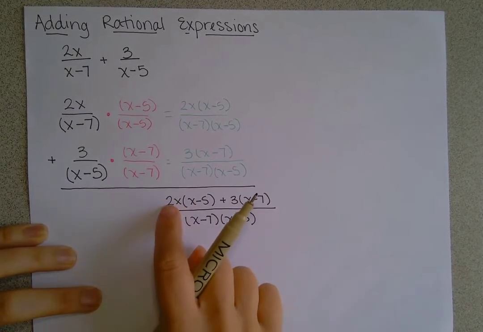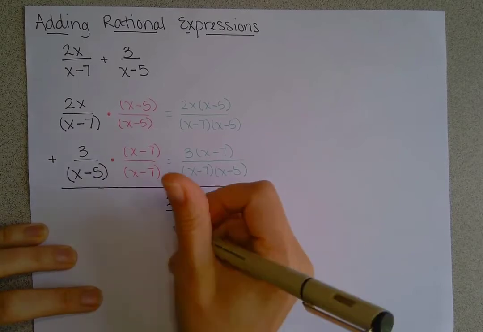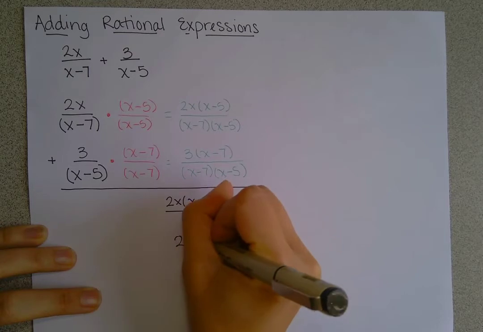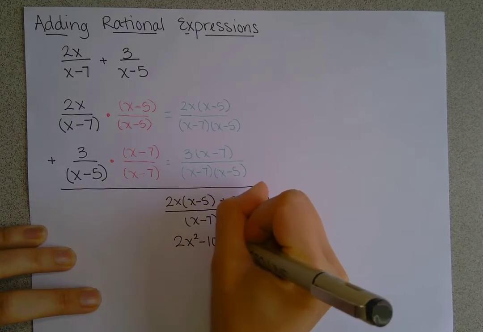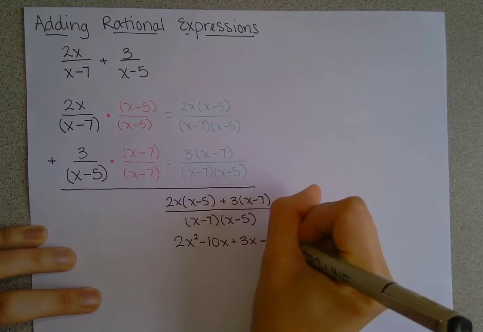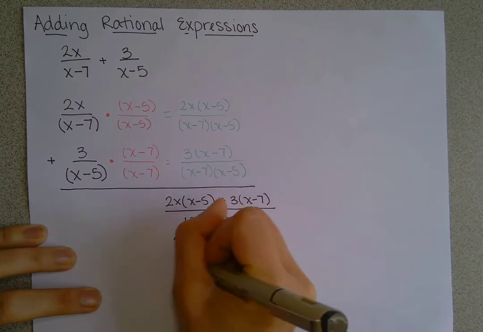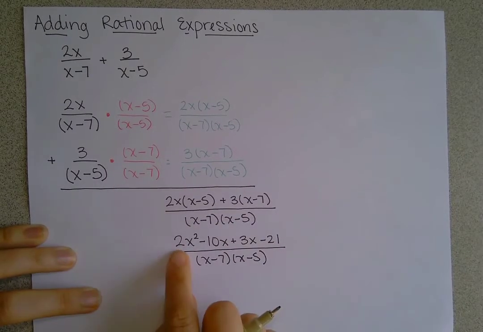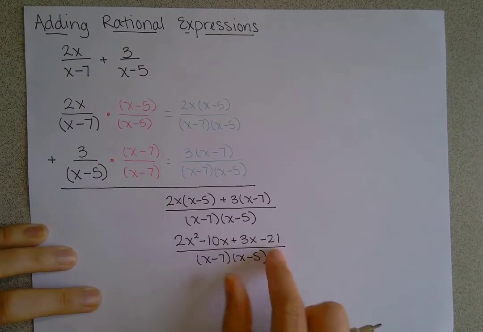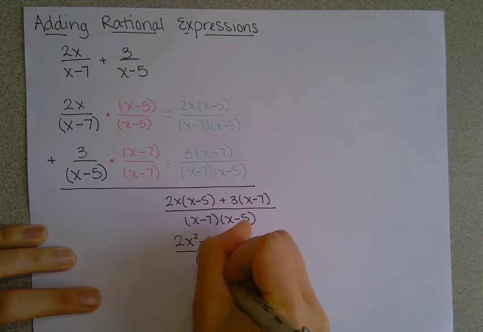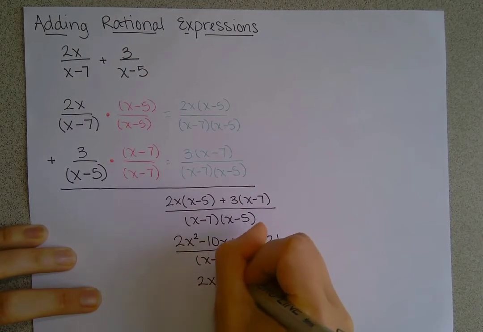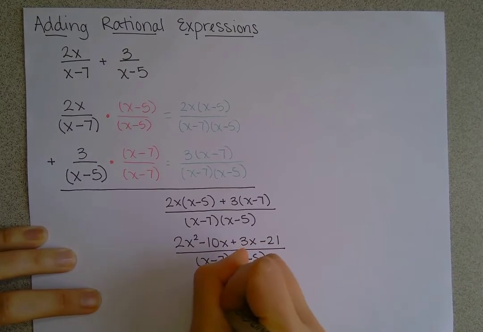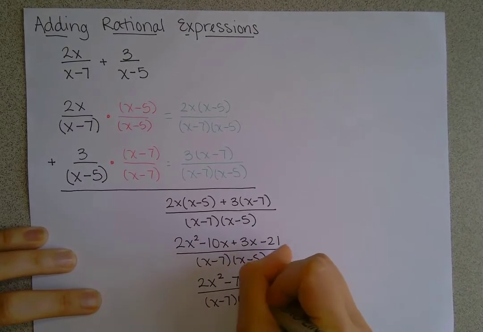In order to simplify, I'm going to distribute in my numerator to see here what would happen. So I'll have 2x squared minus 10x plus 3x minus 21. Continuing to simplify, 2x squared minus 10x plus 3x minus 21 is 2x squared minus 7x minus 21 over x minus 7, x minus 5.